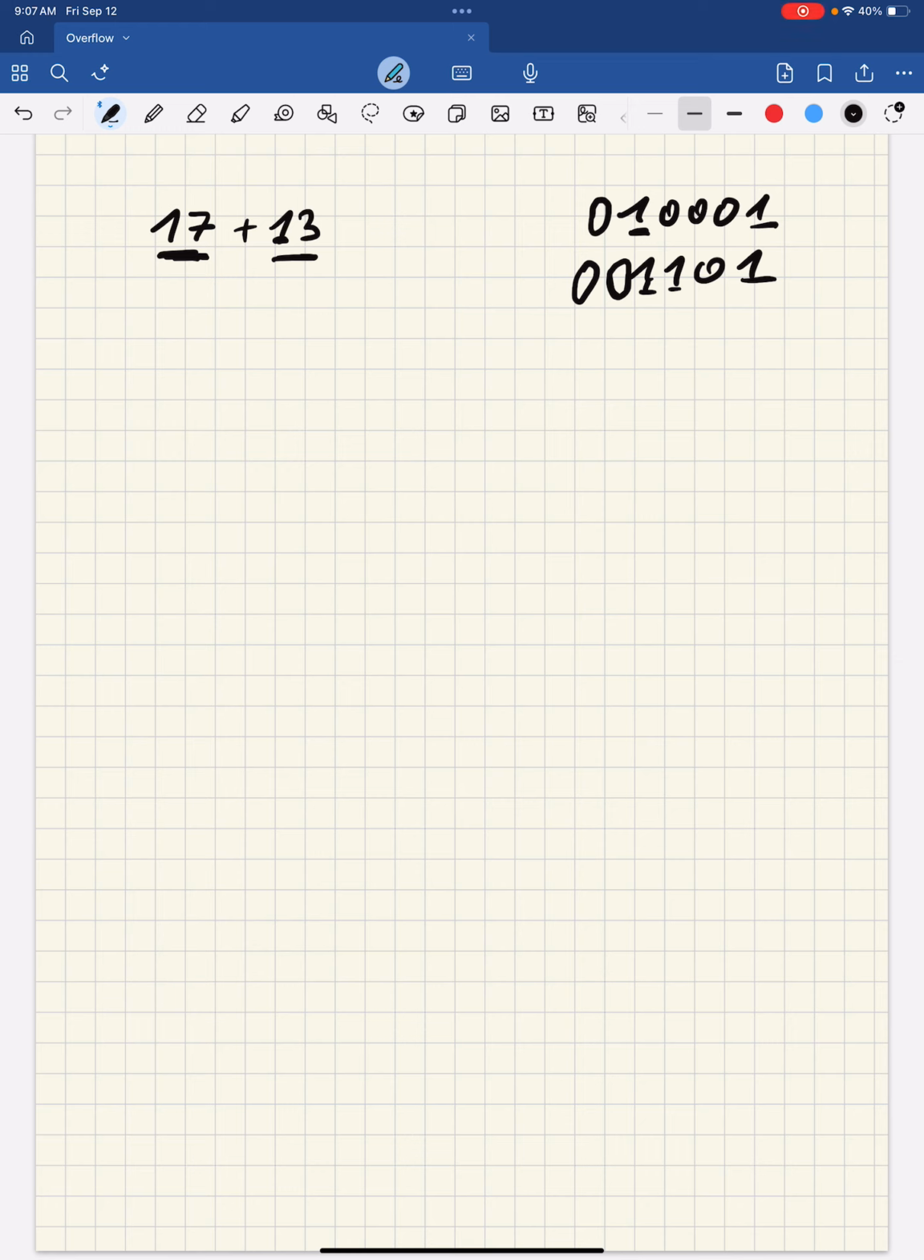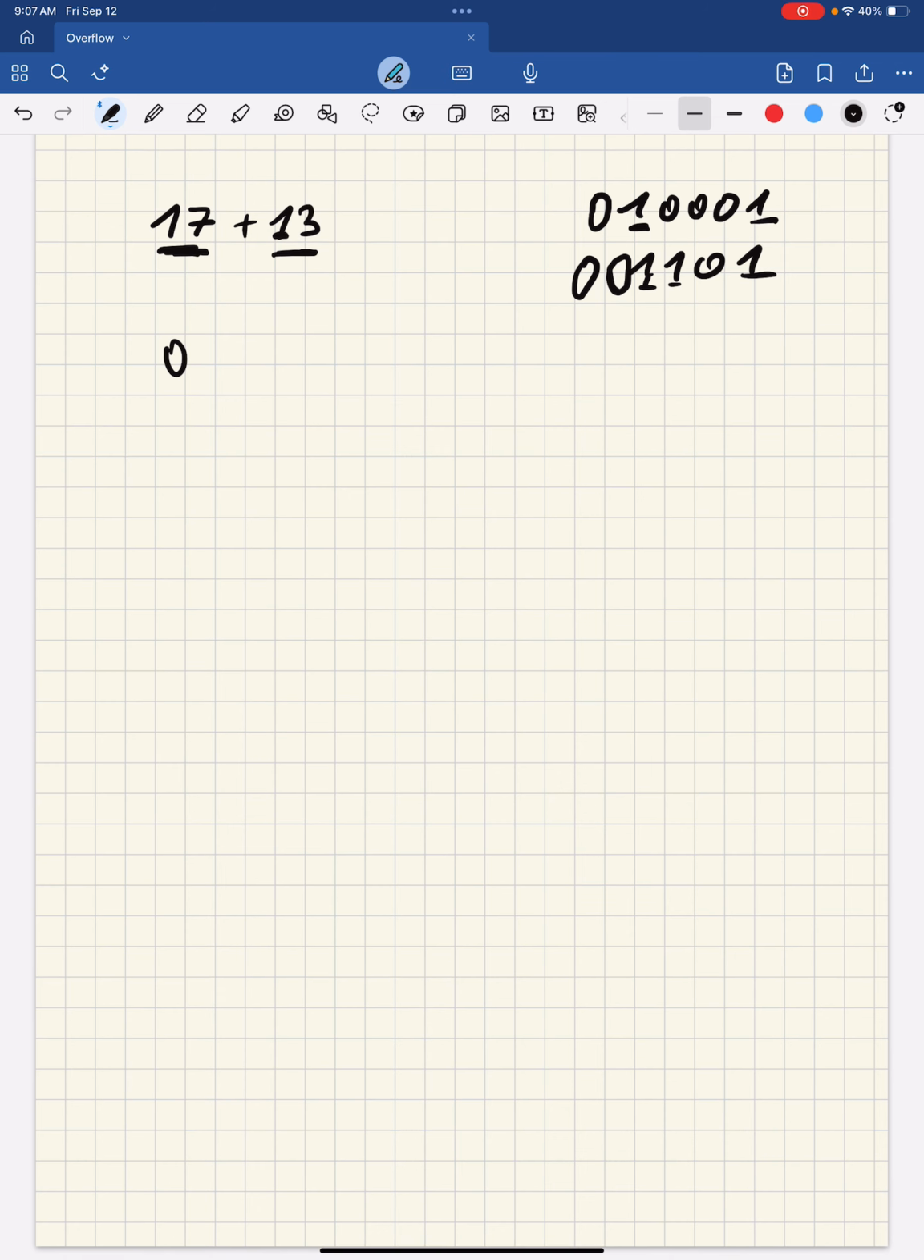Now let's do the addition. Addition of 17 plus 13. We'll write the 17: 0, 1, 0, 0, 0, 1, and then the 13: 0, 0, 1, 1, 0, 1. Then we do the addition.